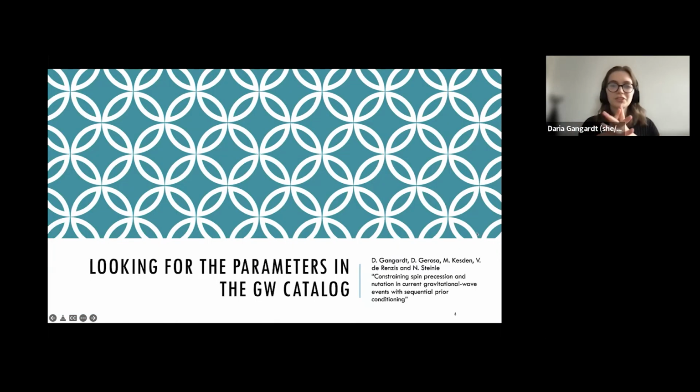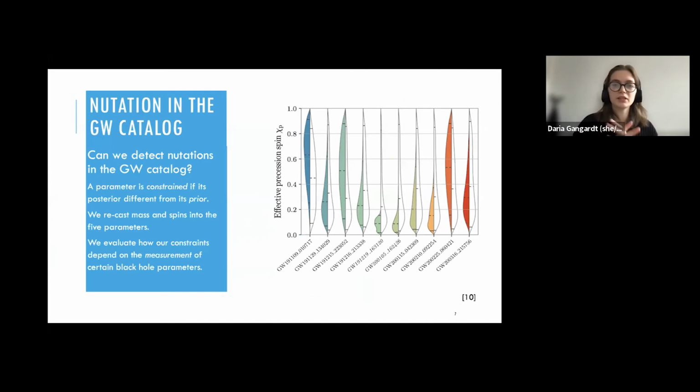Now, moving on to the actual work I would like to present here. Having taken our 5 parameters that describe spin precession, we were then interested to see if we can constrain nutation and precession in the current gravitational wave events that we have detected thus far. What does it mean to constrain a parameter? Well, typically in the field, that means that you have a uniform, uninformative prior, and then your posterior is very different from your prior. However, you wish to define very different.